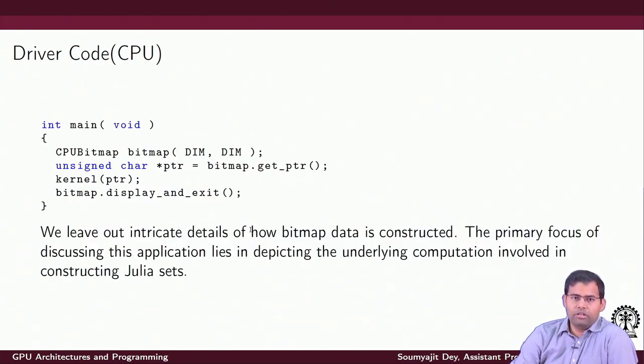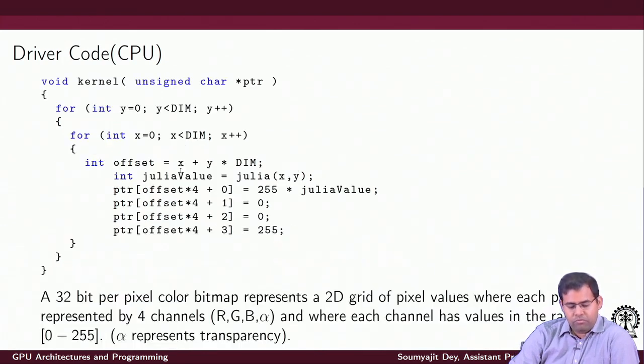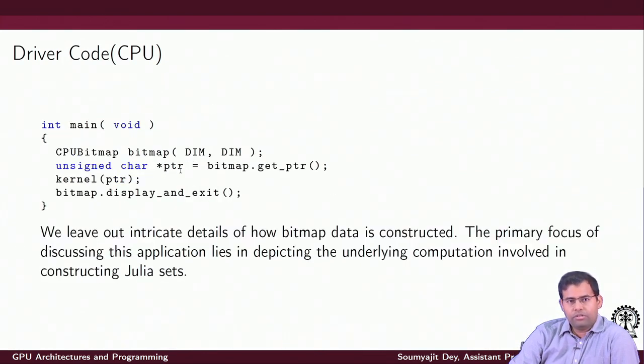Now, of course, that code needs to be called. For that we will have a main function in C, where we first do the bitmap setup by using these functions. This is a basic bitmap setup which will return the CPU bitmap, and we get the pointer which is going to point to the screen locations. In this context we leave out the details of how bitmap data is constructed, since the primary focus here is to see how to do some computation on the bitmaps.